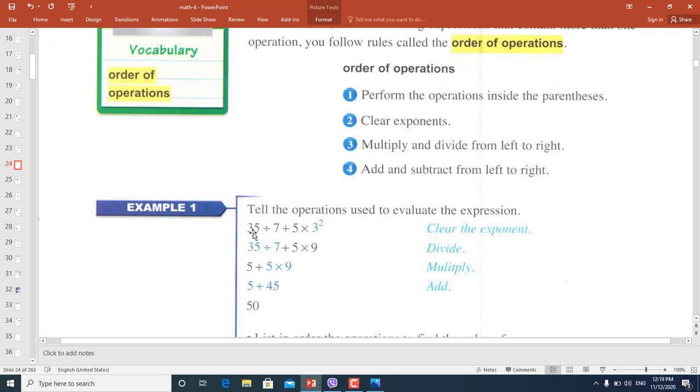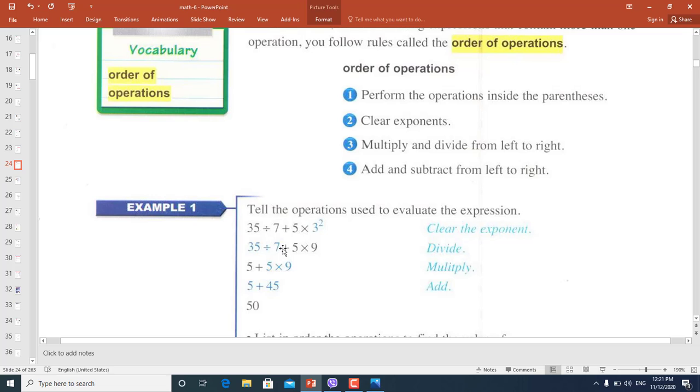Any number or operation we have, we bring down. This 35, we write again, and divide, also write again in the next step, and 7 and plus and 5 bring down and multiply. This 3 with exponent 2 means 3 times 3, so it's 9. After that, let's go to the third step. It's multiply and divide from left to right. So we will start at the left. Divide, yes, 35 divided by 7 is 5.